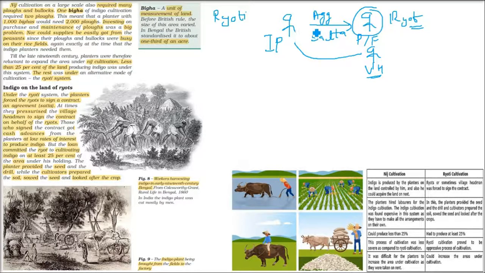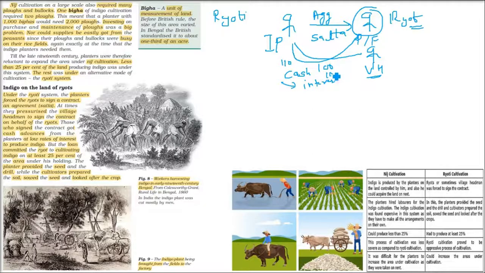So the contract was, once you are in this contract, the planter will give some advance money. It is not free money. It is money on an interest basis. They will give the cash in advance, at a low rate of interest. For example, for 100 they are giving 10% interest. So the farmer has to return 110 rupees, say in a month or 3 months or whatever they decide.